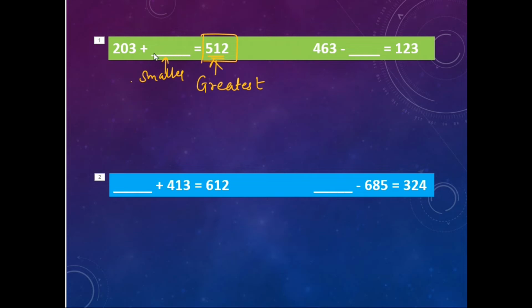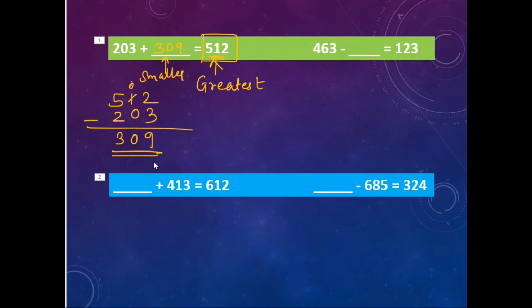So since the smaller number is missing in the statement, to find the smaller number, we are going to subtract the numbers which are present in the statement, because we need a smaller number as our answer. So to find this answer, we will do 512 minus 203, which will give us 9 here, 0 here, 5 minus 2 is 3, 309. So the answer over here is 309.